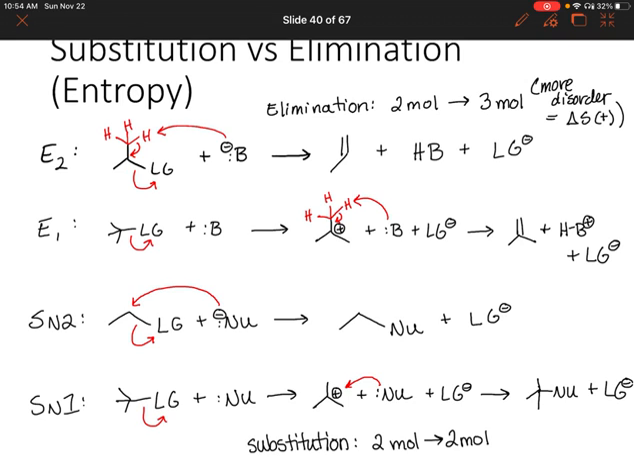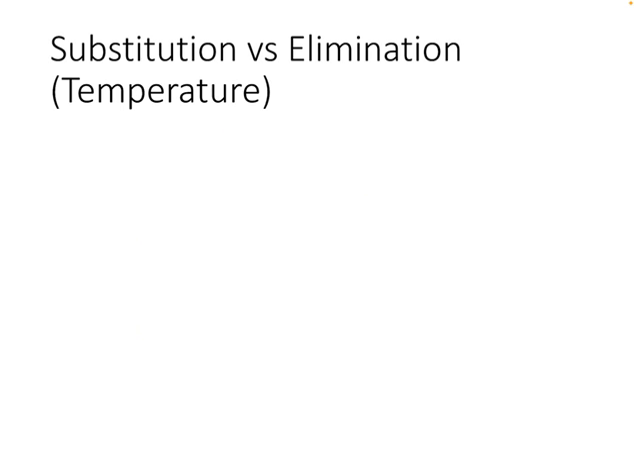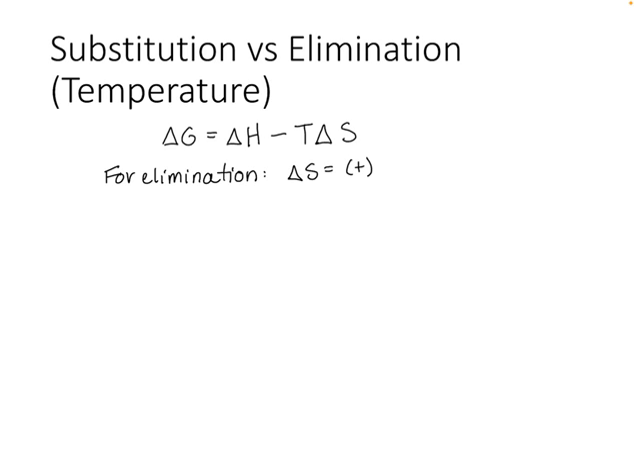Okay, so how does temperature affect substitution versus elimination reactions? All right, so let's refresh our memories on Gibbs free energy, which tells us that delta G is equal to the change in enthalpy minus the temperature times the change in entropy. Now remember, for elimination reactions, we just said that delta S is positive because we're forming more moles of the product. So that means negative T delta S will be negative. Now let's ignore delta H for now.